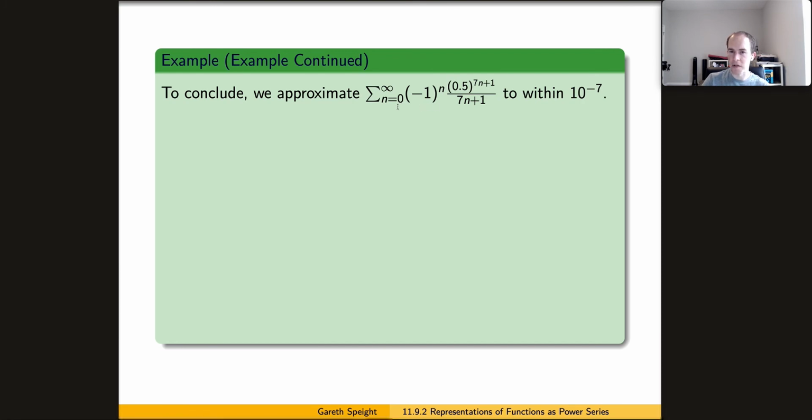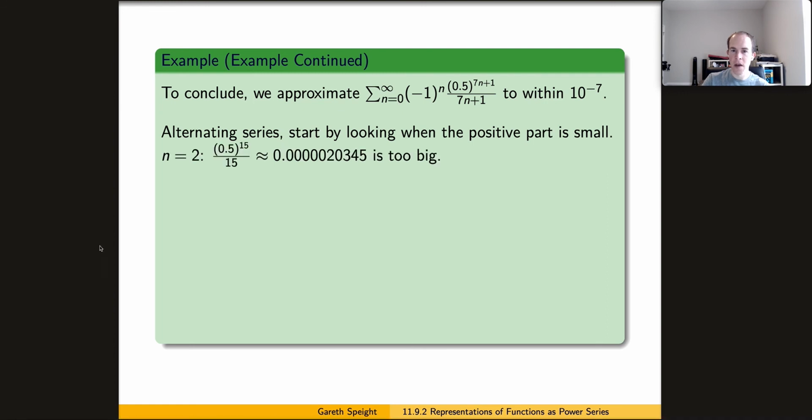I doubted that n equals 0 and n equals 1 will be small enough, so I went ahead and started with n equals 2. If n equals 2, the positive part is going to be 0.5 to the power of 15 divided by 15. And this is roughly 0.0000020345. And this is too big. If you count the number of zeros and see where this appears, we have 5 zeros, and then there is a 2 in the 6th place. Okay, this is too big an error to approximate the sum to within 10 to the minus 7.